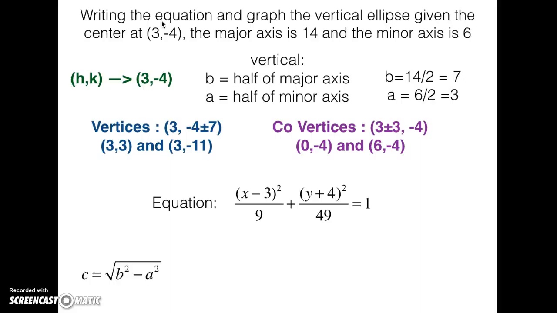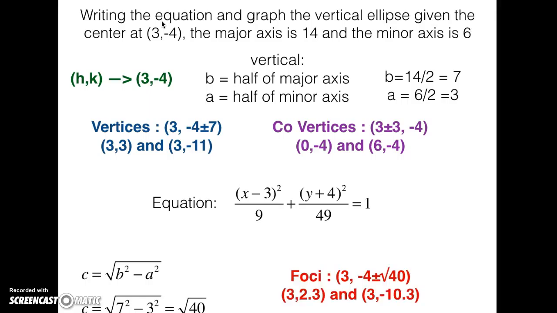To get the locations of the foci, we need to take the square root of b squared minus a squared. So we get the square root of 40. Since this is a vertical ellipse, we're going to take our c value and add or subtract it to the k value. So we get 3, negative 4 plus or minus the square root of 40. And when we plug that into our calculator, we get 3, 2.3 and 3, negative 10.3.